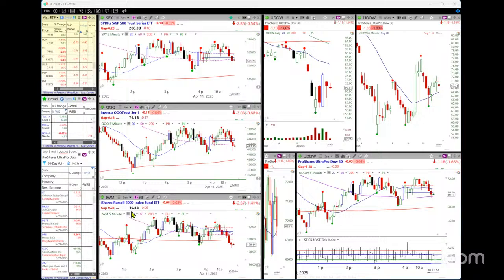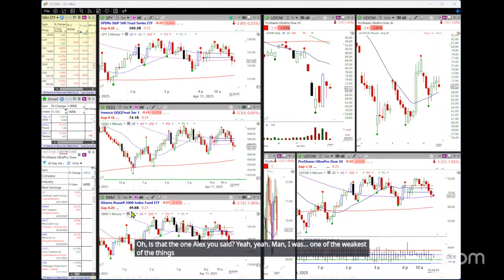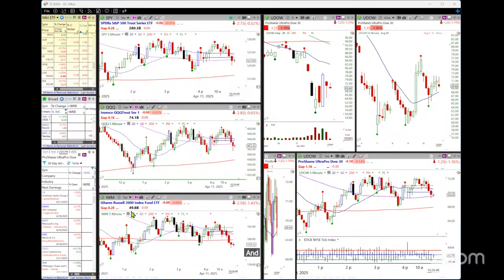Yeah, so my put spread bias for the morning is now tabled. Meta at the low. Oh, is that the one Alex you said? Yeah, I see what you wrote. Meta looks one of the weakest of the things. Tesla, we gotta make it flip, but it's so far away, we're fine. Yeah, and Nvidia gave it up.